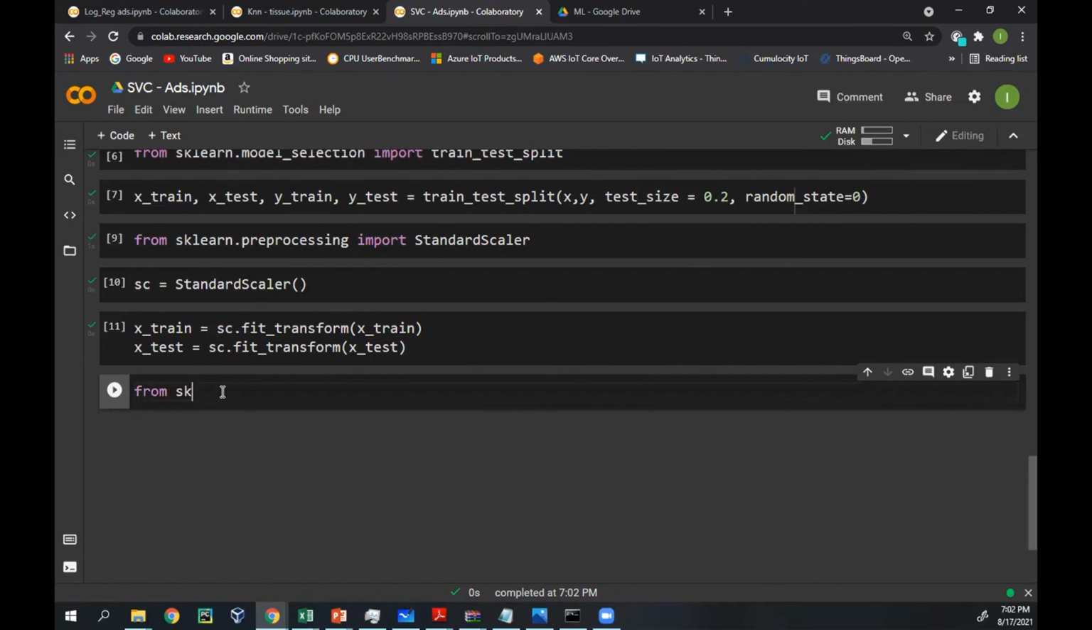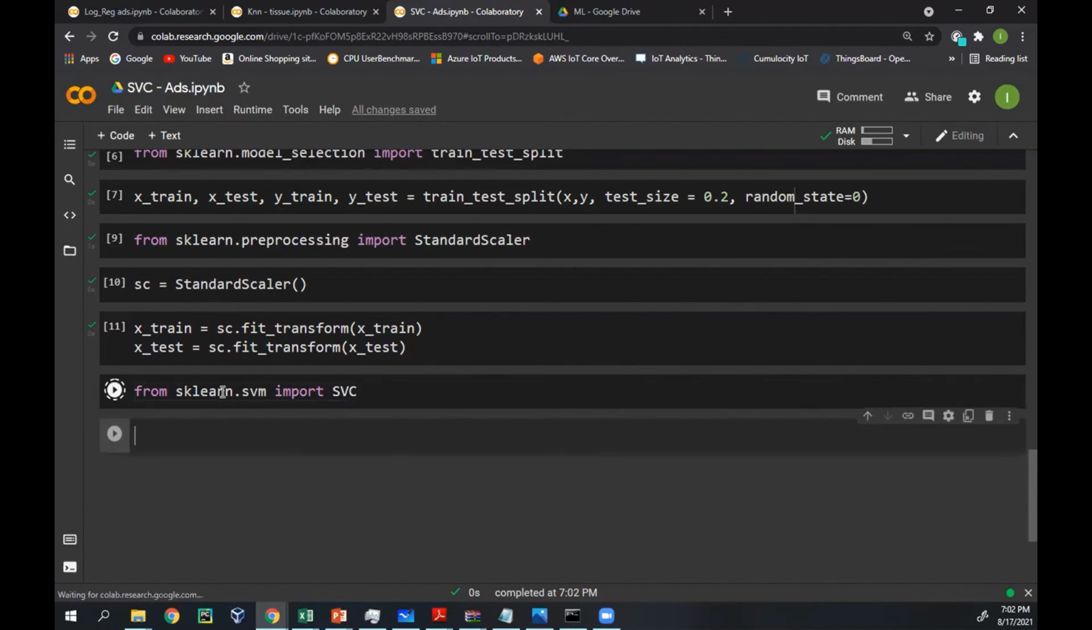Now the next thing is we have to import our SVC, right? So from sklearn.svm. The main algorithm is SVM, I told you, right? Now we need to import either SVC or SVR. As you can see, we have both regression and classification. So we need classification here, that is SVC, support vector classifier.